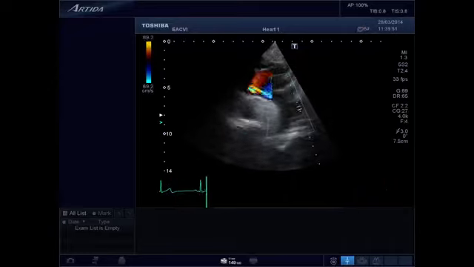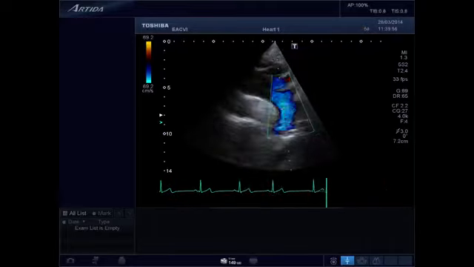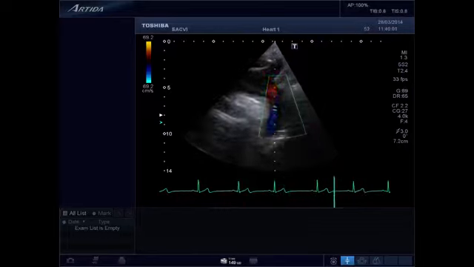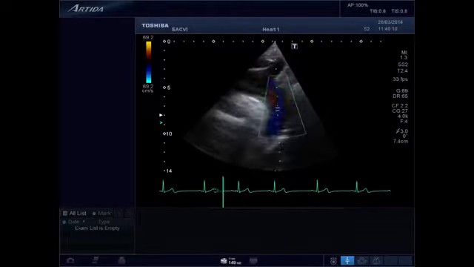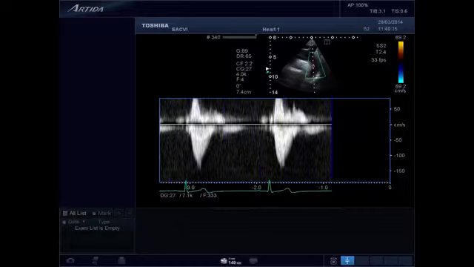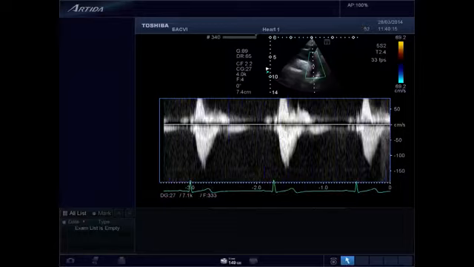So still, in order to check that I'm parallel to the flow, I'm checking with the color, and then I'm trying to be very parallel, and I'm acquiring a continuous wave Doppler. And you can see here the flow. Of course, it's negative because it's going away from the transducer. So it's a negative flow in the descending aorta, and I am able to check that there is no abnormal coarctation in this patient.